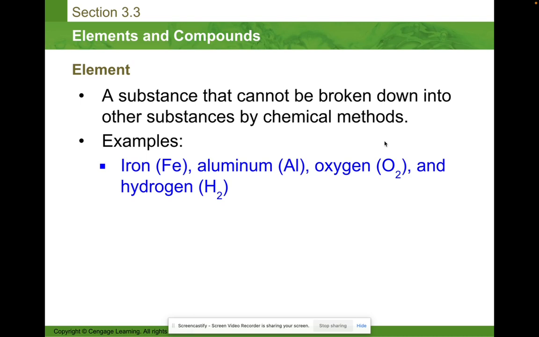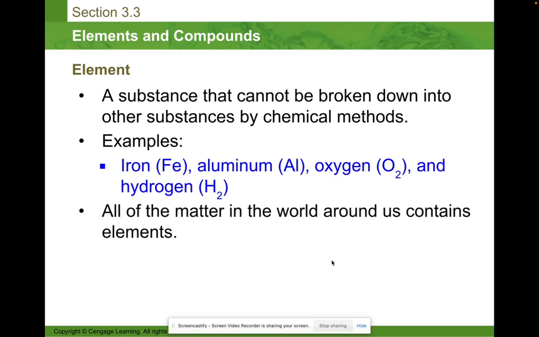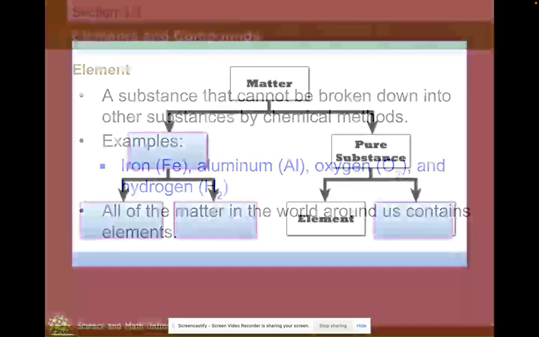Take note that even though there are two oxygen or two hydrogen, those are elements because there's only one type of compound, one type of thing there. These are special. There are 5 other ones. We call those the diatomics. They always exist as two, but they are still elements. So even though there are 2 of them, it's an element, not a compound. All matter in the world around us contains elements. So everything is made up of these base substances.